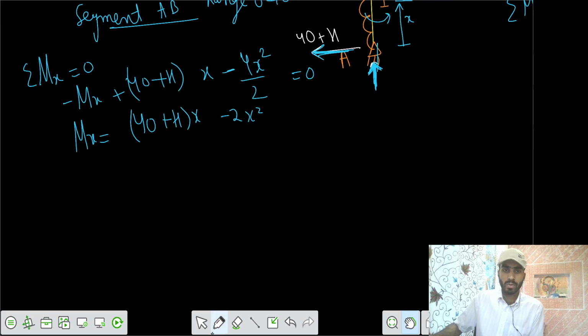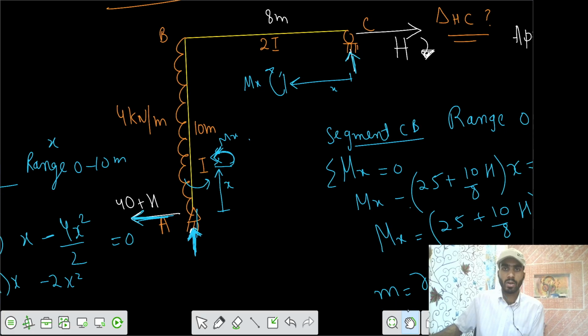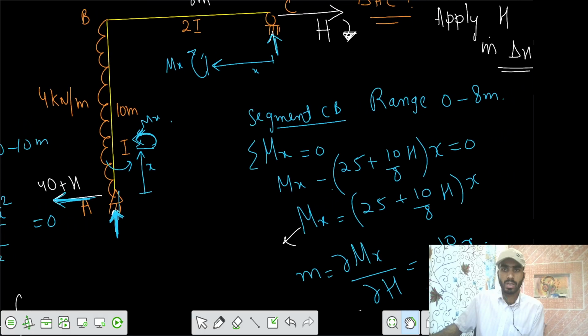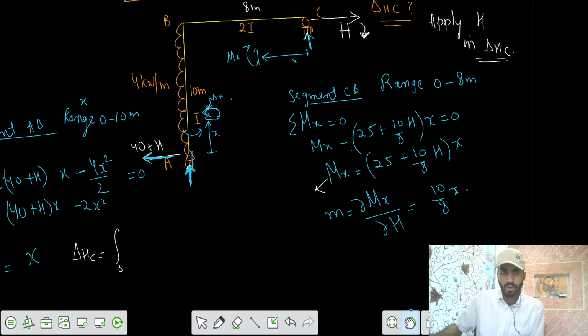40 plus H into X minus 2X square. Let's say you want to get the small m. Your small m equals to dou mx by dou H. That becomes equals to X. So finally, if you want to find the delta horizontal at C, you can write delta horizontal at C equals to, let's take the effect of this one also first. The range is from 0 to 8 meter.